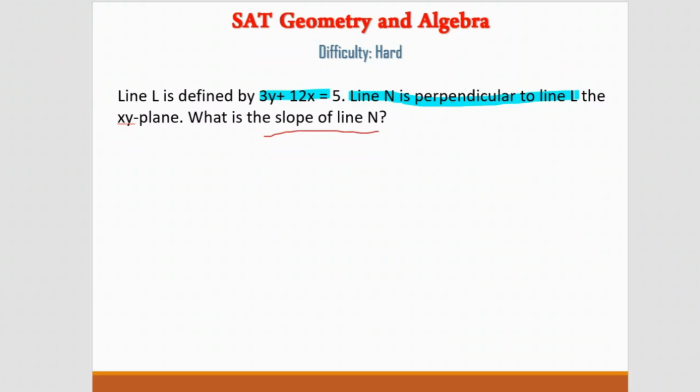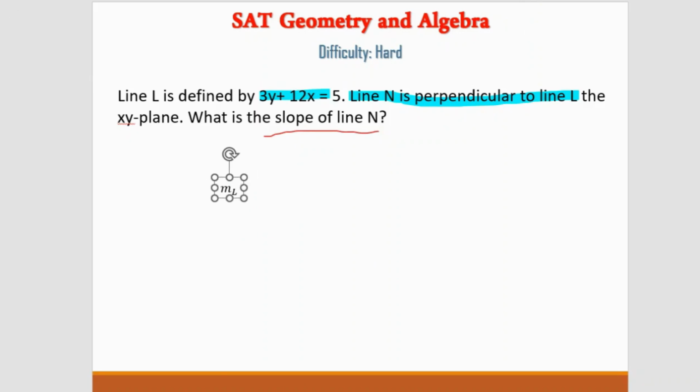So always remember, when the question is about slope and perpendicular lines, and you have been given two equations, the lines can only be perpendicular when the multiplication of their slopes is equal to -1. So what am I saying? Let's say the slope of line L is going to be m of L. Okay, I hope you can see that.